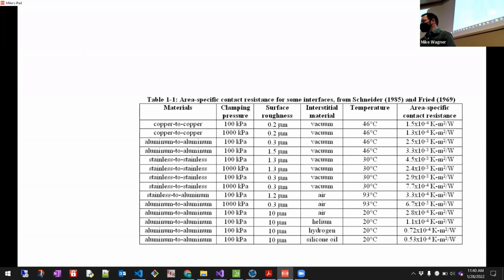If you look at some specific materials, you could go to an engineering resource for some of this, but in the textbook, this table is given to you. You have things like copper to copper, aluminum to aluminum, and so on. Depending on the clamping pressure involved, the surface roughness, what's between the two materials, and the temperature, the effective thermal conductivity can change. So the values over here are R double prime C.